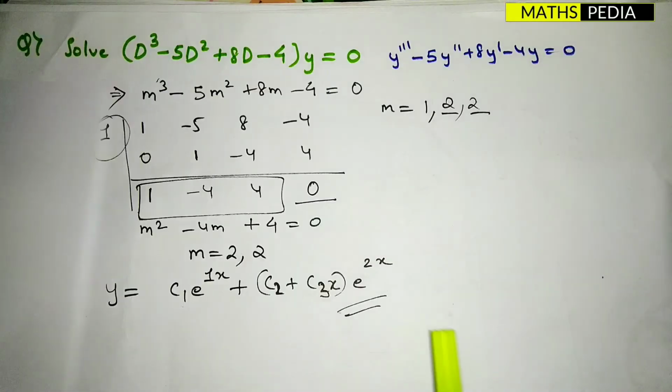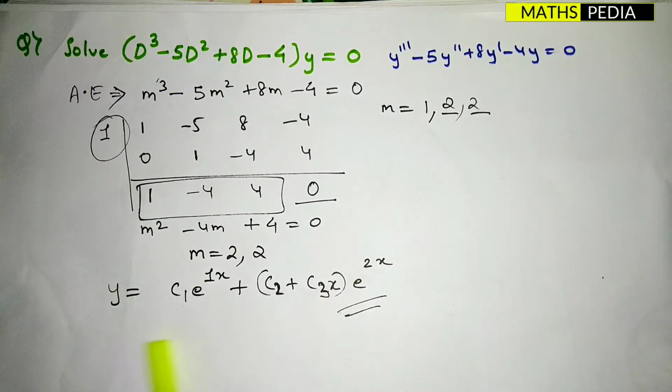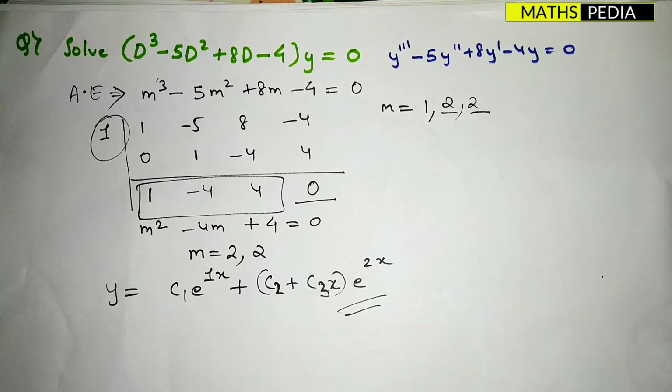What is alpha over here? It is nothing but 2. Whatever root is repeating, that will be the alpha. So we have got the final answer for this problem.